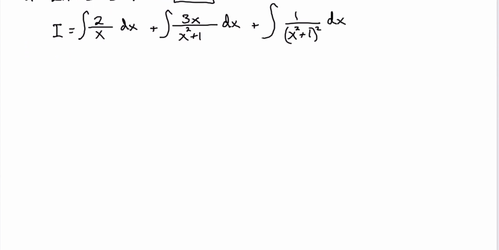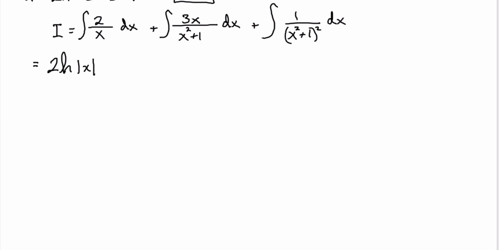Finally, we can begin the process of integration. The first integral is relatively straightforward. The integral of 2 divided by x is 2 natural log absolute value x. I'll save the plus c for the very end. The second integral is also going to be a natural log, but it may not be quite as obvious.